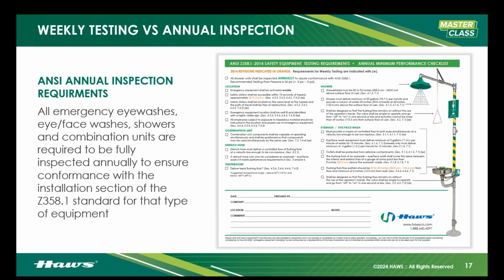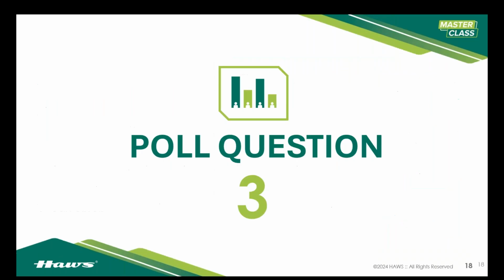Now, on an annual inspection, once a year, we have to go to each piece of equipment and test it head to toe, which is what I'm about to cover with you. I'm going to share this checklist with you via email later, so you'll have a full breakdown of the requirements. Save it, print it, use it. This is a great little checklist. But once a year, we have to test head to toe on each piece of equipment. I'll walk you through that right after poll question number 3.